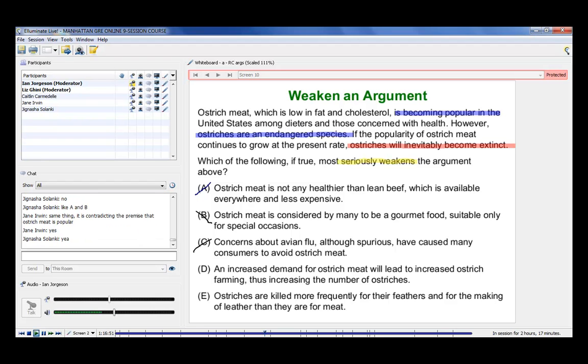All right, we got to vote for yes here. Okay, and finally E, ostriches are killed far more frequently for their feathers and for the making of leather than they are for meat. Does that weaken the argument?